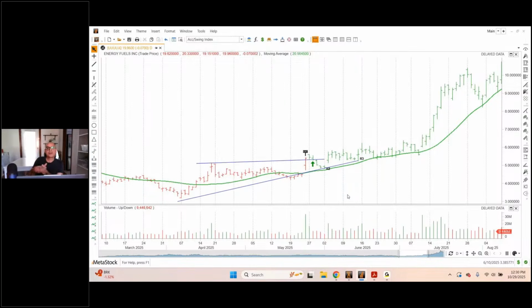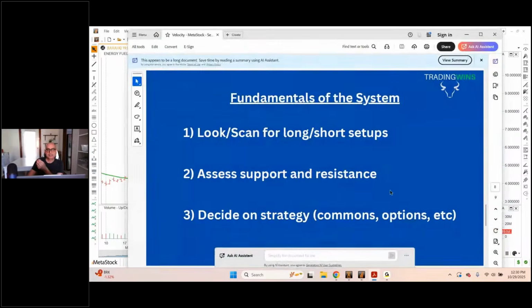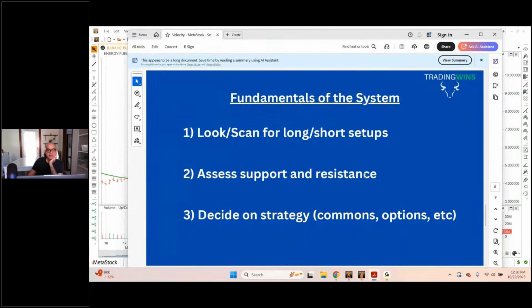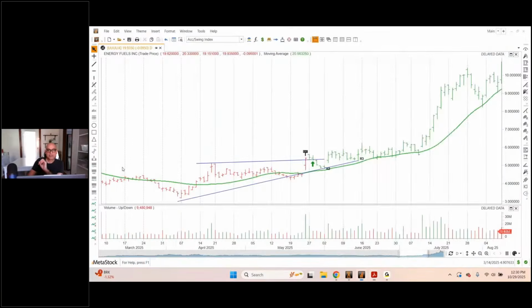So going back to UU here. So here's our trade. And let's go back to our presentation. So we're assessing support and resistance. We've done that. Decide on a strategy. That's where we are now. And when I say strategy, you need to also set your stop loss. So this is where we get into what's comfortable for you. What's comfortable for me is no more than 10% from my entry.